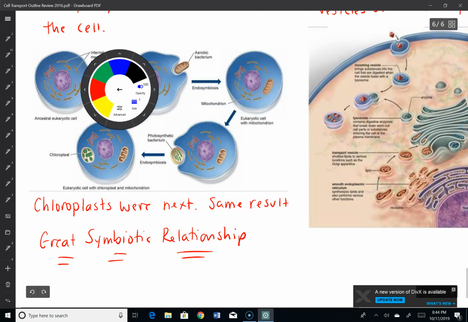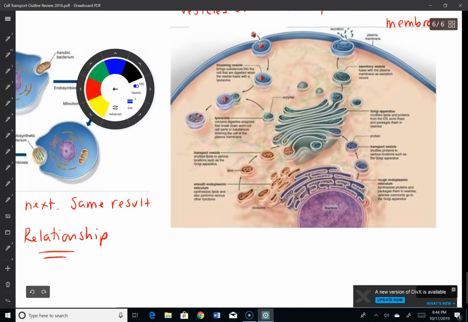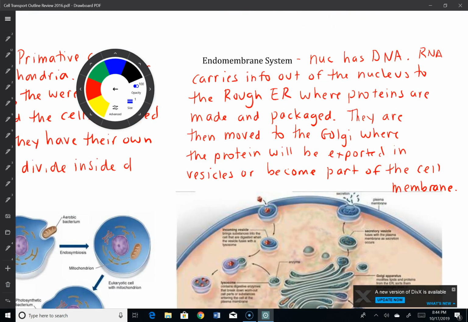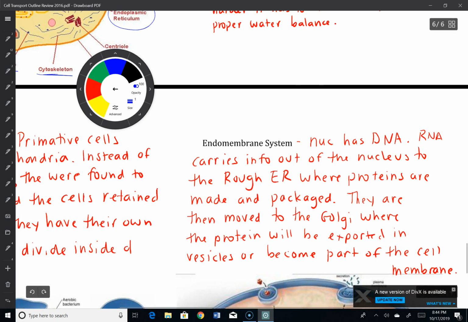And the last thing, which was actually one of the first things we did, the endomembrane system. As a quick refresher, we know we start with the nucleus. We send out the mRNA. That goes to the rough ER. The rough ER is going to send out a vesicle that has the protein in it that needs to be modified. That will be sent to the Golgi, where it will be further modified, put into another vesicle, where that now finalized, modified protein can be put into the cell membrane or exported from the cell.